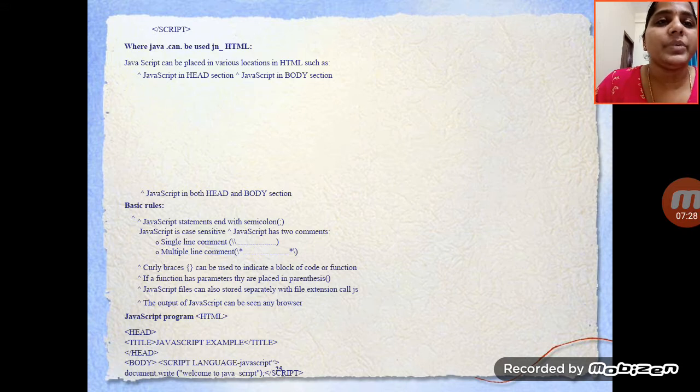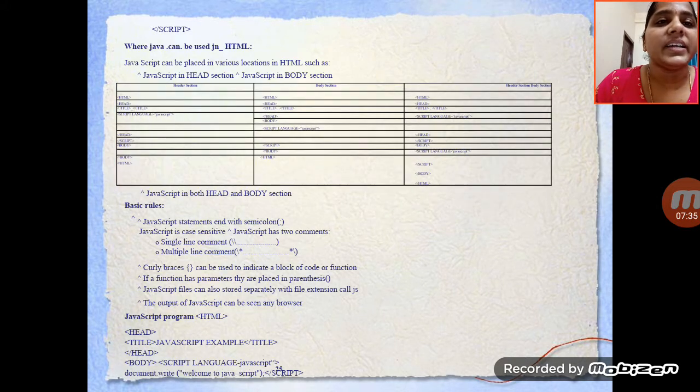JavaScript can be placed in various locations in HTML, such as in the head section. You can also put the script in the body section. How can we select the type? You have to take it in those sections. This is an example for both head and body sections.